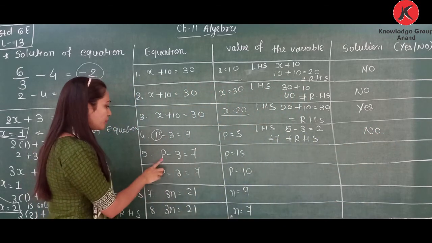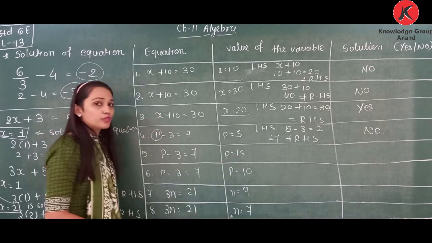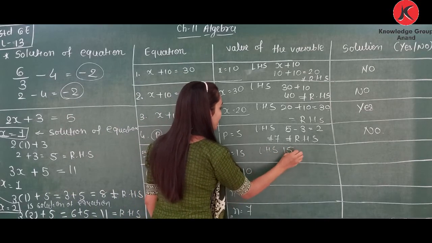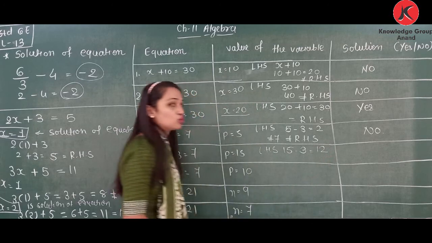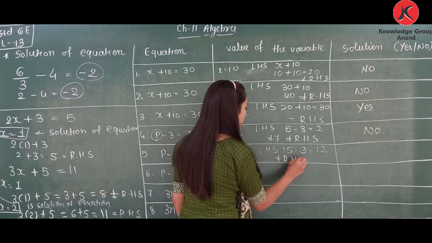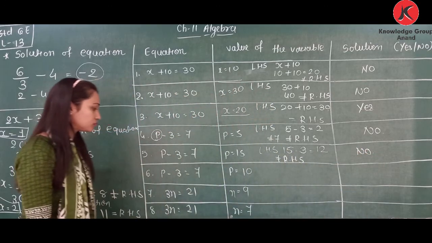Same for the next one, p minus 3 is equal to 7. So here we need to take p as 15. So left hand side is 15 minus 3. So that will give 12. Now 12 is not equal to 7. So it is not equal to right hand side. So not a solution of the given equation.